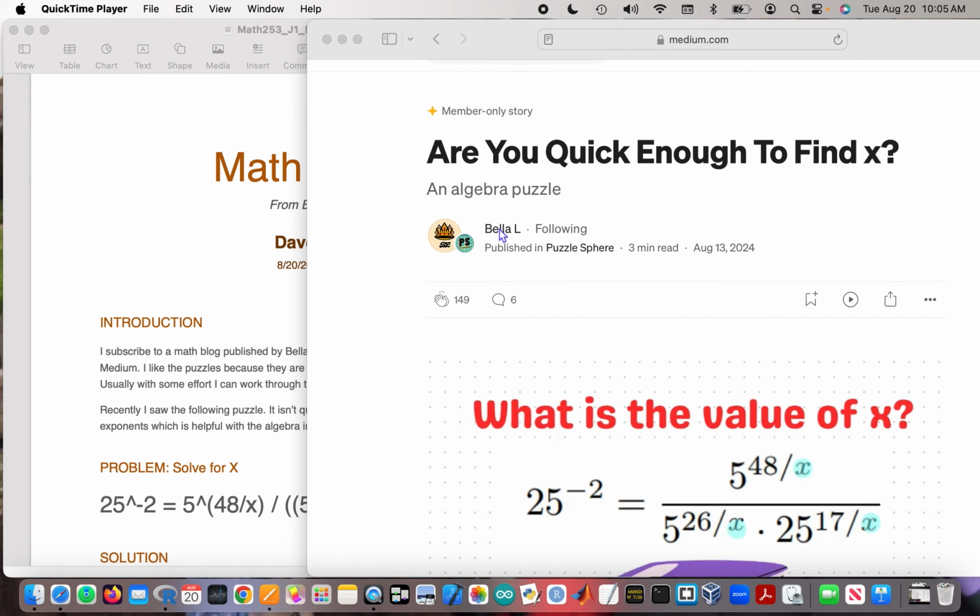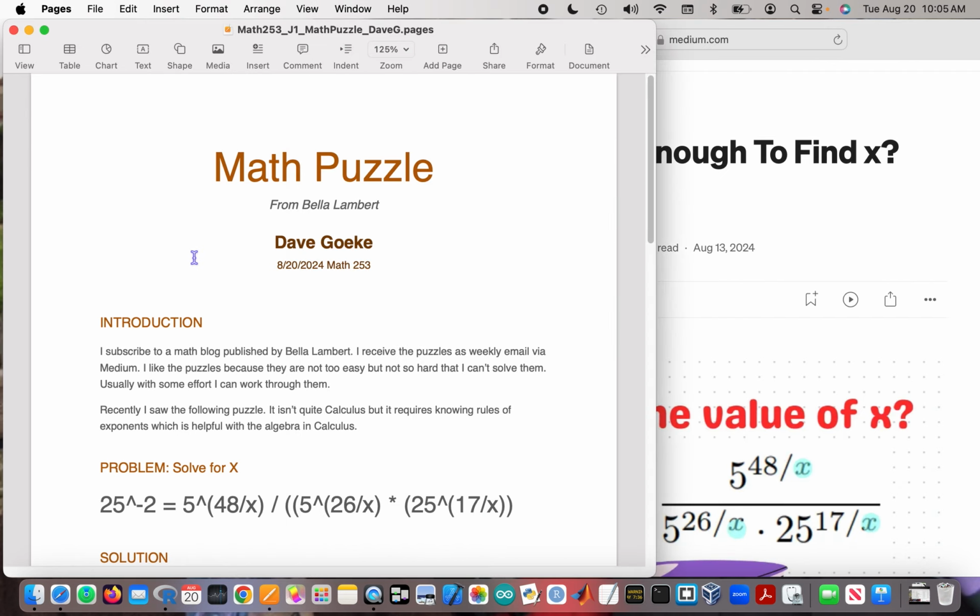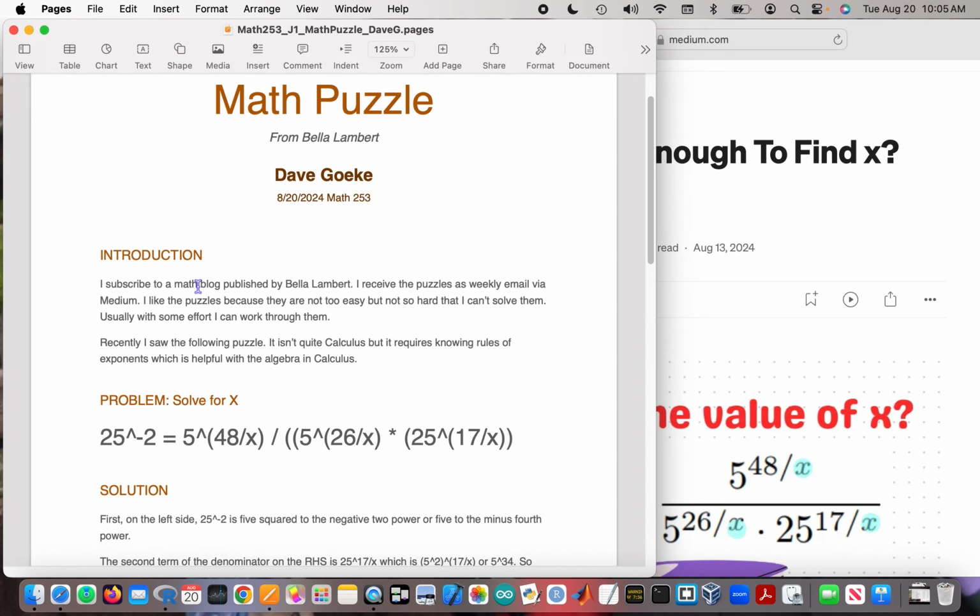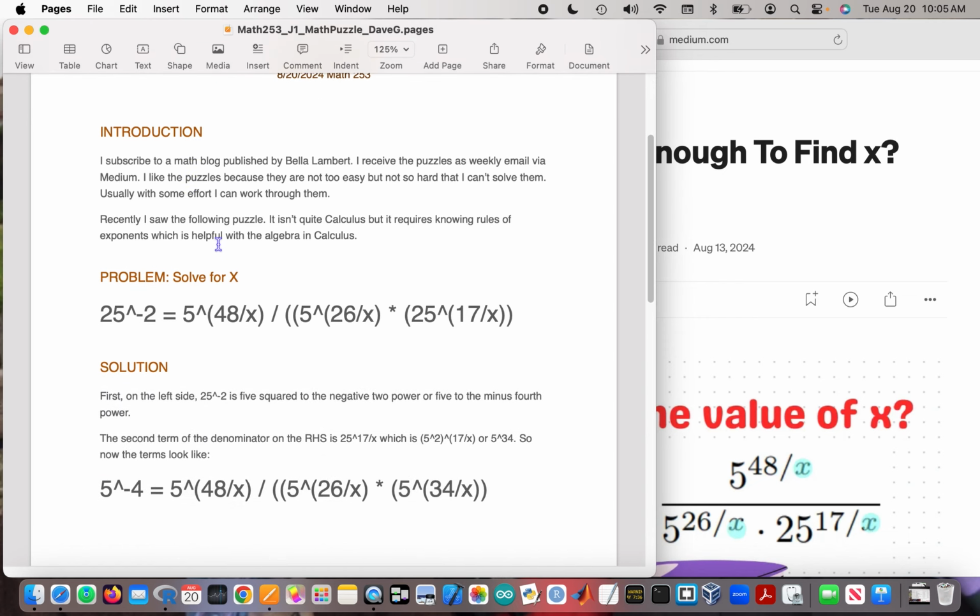So, to solve this problem and figure out what is the value of x, first of all, look at the bases in all the terms. Some are 5 to the power of something, and some are 25 to the power of something. The first step is to express all of these terms with the same base, in this case 5. So look at the left-hand side of the expression. 25 to the power of negative 2 is the same as 5 squared to the power of negative 2, which is 5 to the negative 4th power.